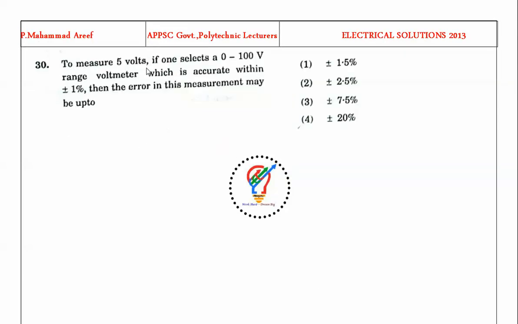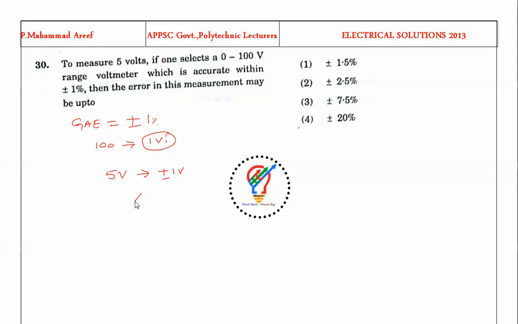To measure 5 volts, if one selects a 0 to 100 volts range voltmeter, which is accurate within plus or minus 1%, then the error in this measurement may be up to what? Here the guaranteed accuracy error is plus or minus 1%. So for 100 volts it is 1 volt. So this is the error, 1 volt. Now when we are measuring 5 volts, it will also give plus or minus 1 volt.